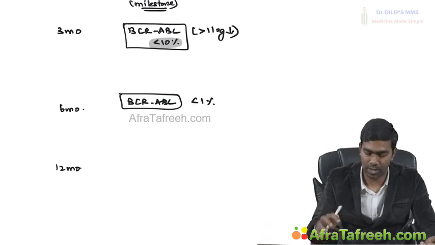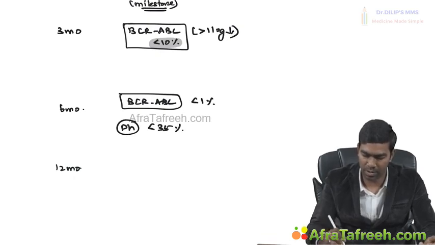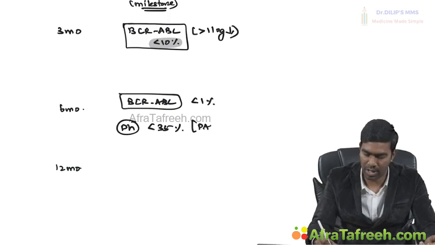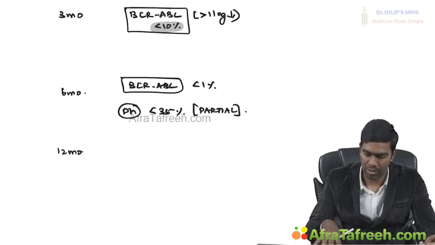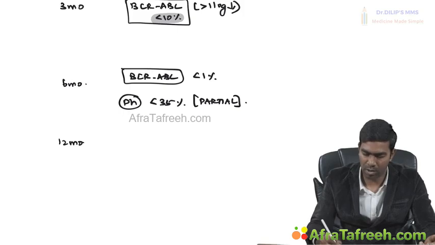2 log reduction, sorry, less than 1%, and this is what we refer to as 2 log reduction. Or there should be a Philadelphia chromosome of less than 35%, which means you should achieve at least a partial response. Clear? So Philadelphia chromosome should be less than 35% in metaphase cells. And what about at 12 months?